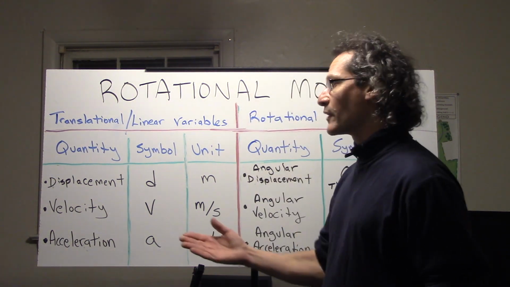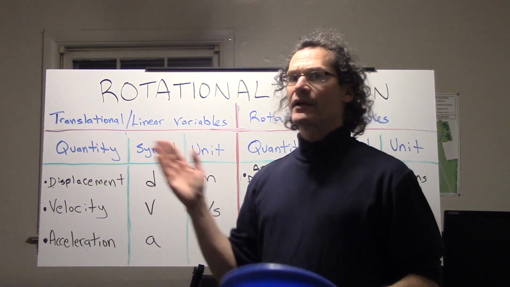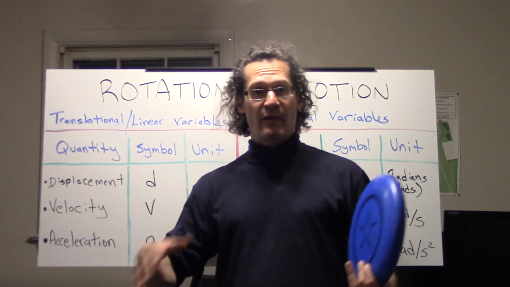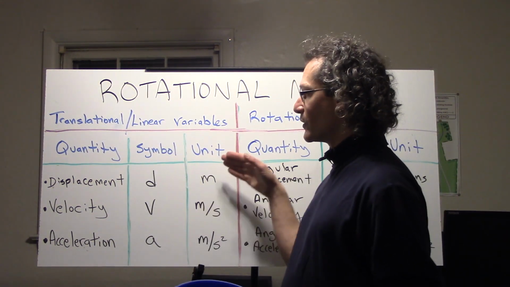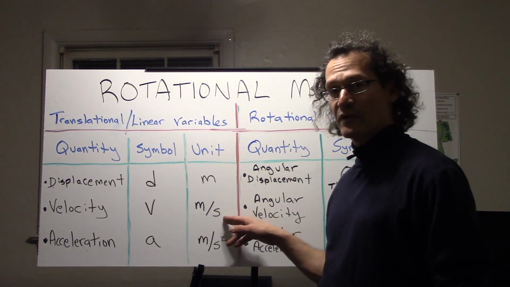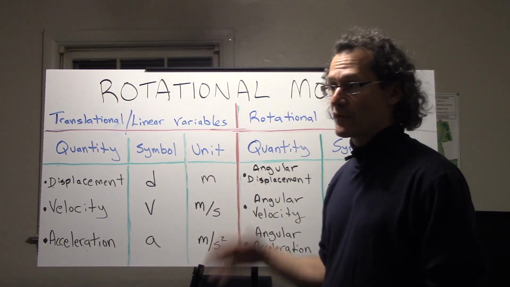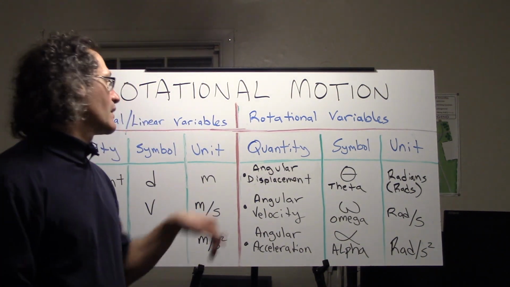We call them linear variables because in any one direction, even if that's x or y, they are linear. It's when they combine in two dimensions that we get some funkier shapes like a parabola or whatnot. But each of these could be considered linear. Velocity, v, is measured in meters per second. Acceleration, a, is measured in meters per second squared. So their rotational counterparts look very similar, but they've got some funky names.